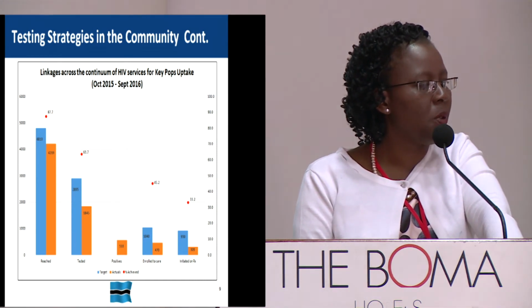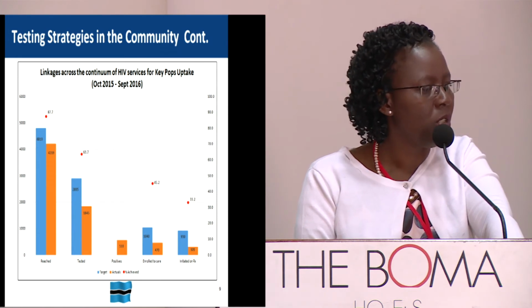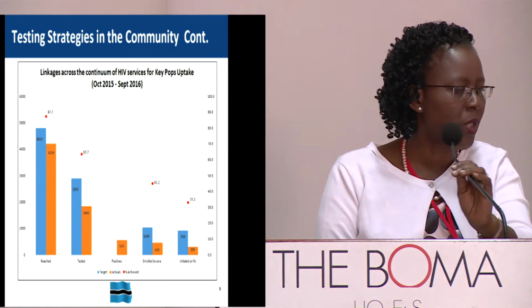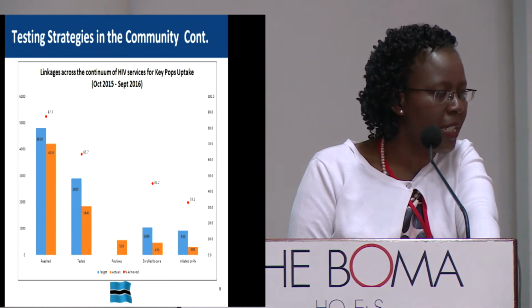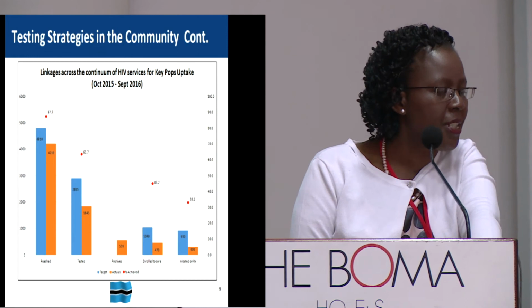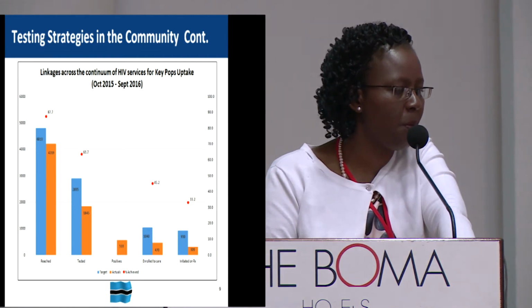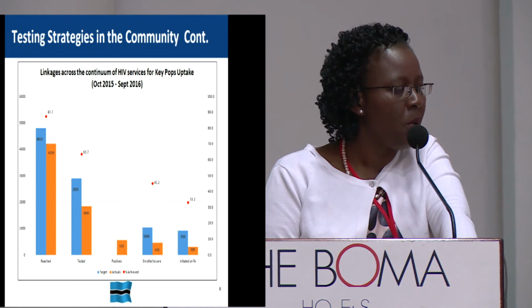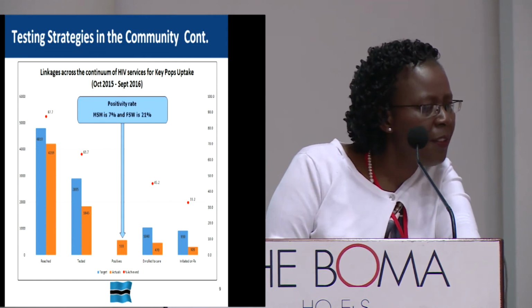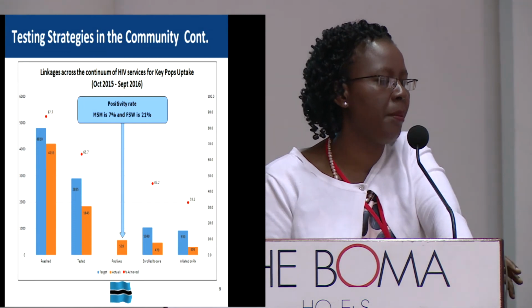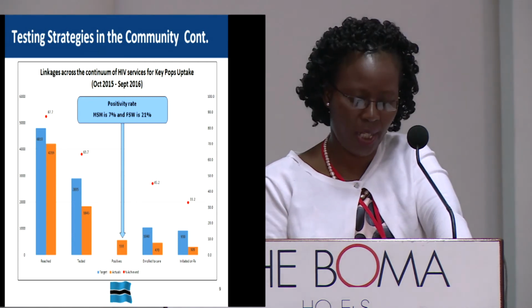We have the linkages across the continuum for HIV key populations. This is data for 1 year, October 2015 to September 2016. This is the match we have reached. We managed to reach about 87.7% of the 4,810 targets that we intended to reach. We reached those key populations. We tested them, that is 63.7%. And out of those that we tested, we had 559 testing positive, and among those we had 7% positivity and 21% for the MSM and female sex workers respectively.